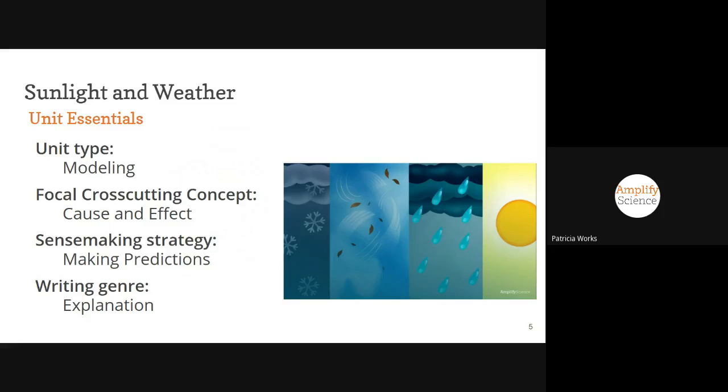Every Amplify Science elementary unit also includes a focal sense-making strategy, which students leverage as they read and also during investigation. This unit's sense-making strategy is making predictions. Like most units in Amplify Science K-5, the main writing genre is explanation.